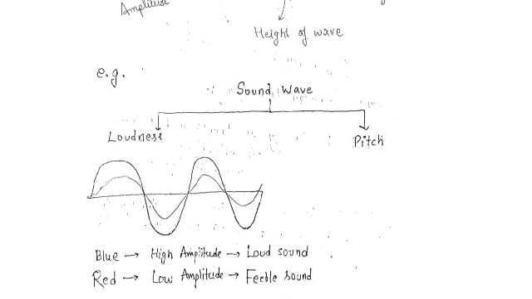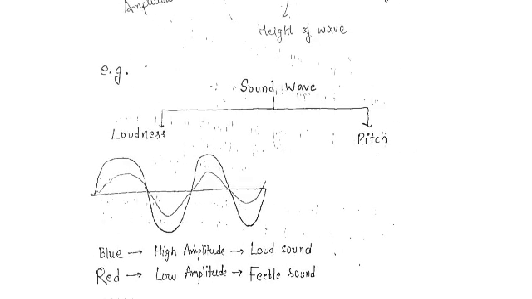So we know loudness in sound waves. A loud voice means that it has a high amplitude. If we compare it with light, low amplitude means red, which has a low amplitude, and a high amplitude means you are sounding loud, that means it has high amplitude, and in light it will fall near the blue region.